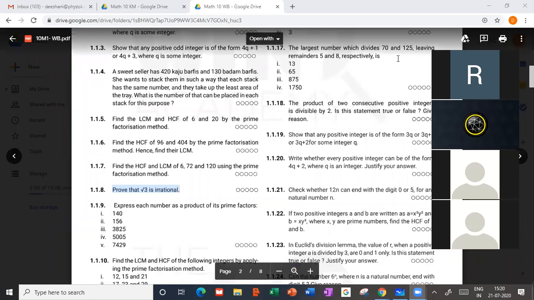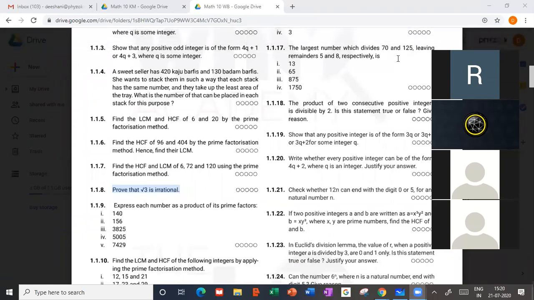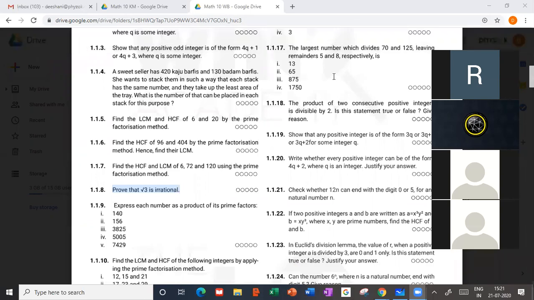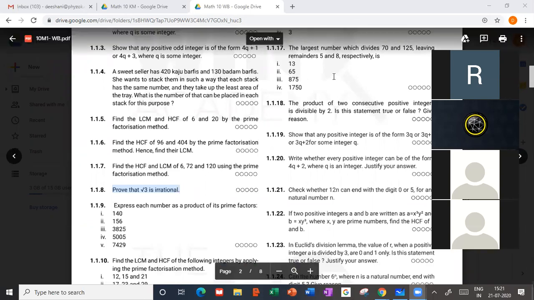Ma'am, which question do we have to do? The seventh one. Okay, Manasvi, let me check. Yes, your answer is right. Yes, Shardul, you can just answer. The HCF is 6 and the LCM is 360. Cool, yes. Yes, Rishit. Yes, Anshul.